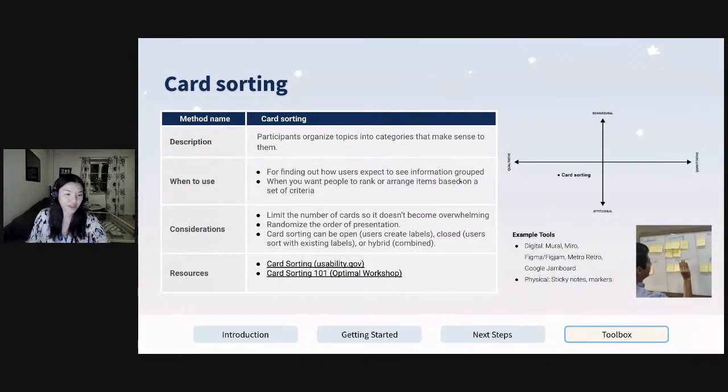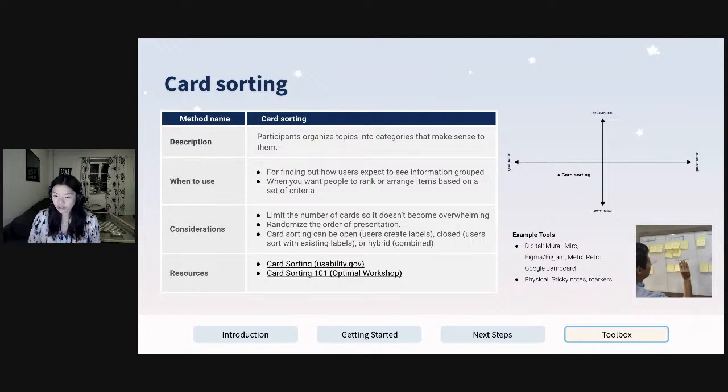Card sorting is a method where you get your participants to organize information in a way that makes sense for them. You can do it in two ways. You can have it open, where they're the ones creating the labels, or you can have predefined categories and you want your users to try to put items in what makes sense to them.